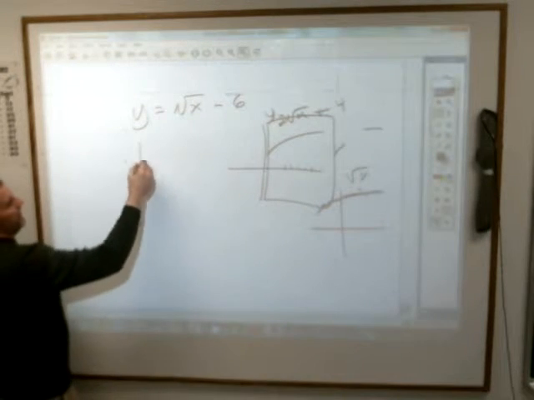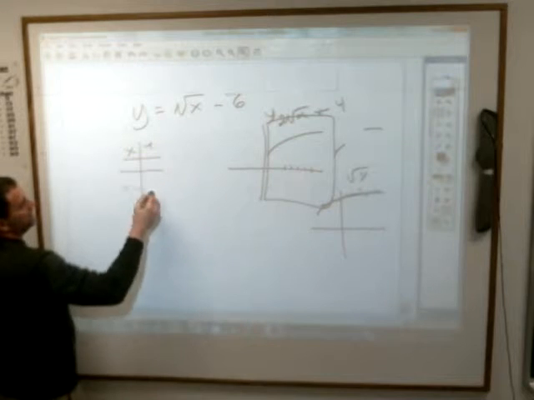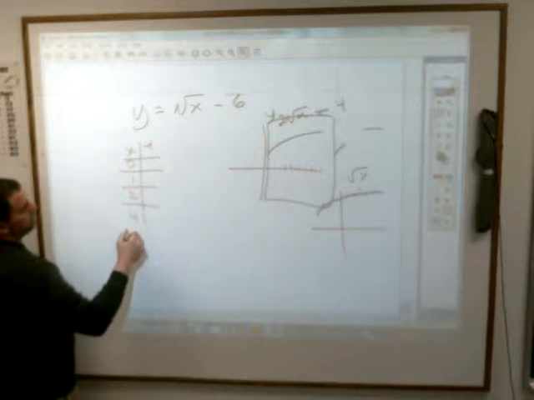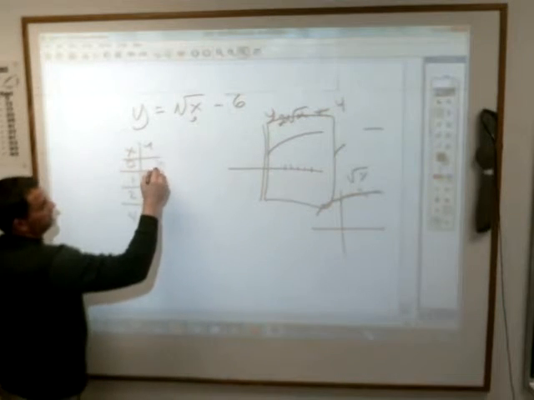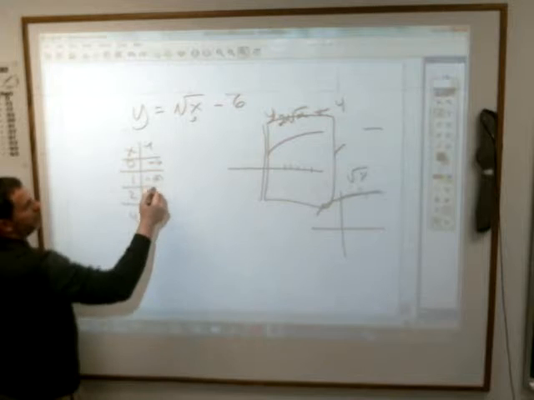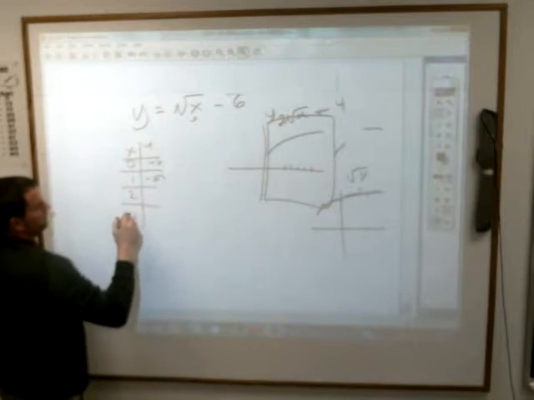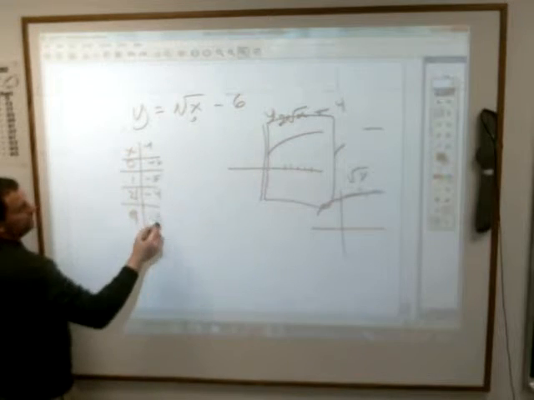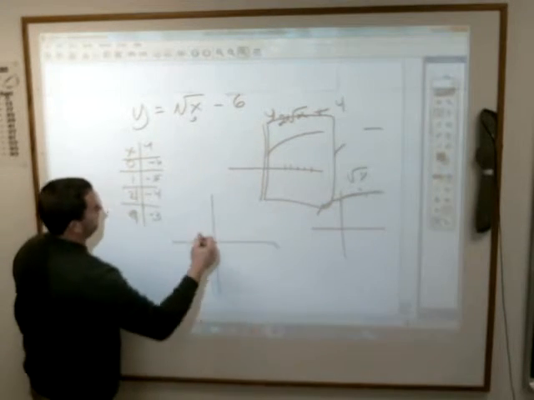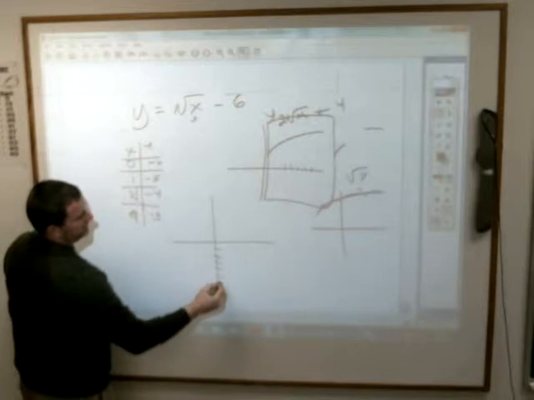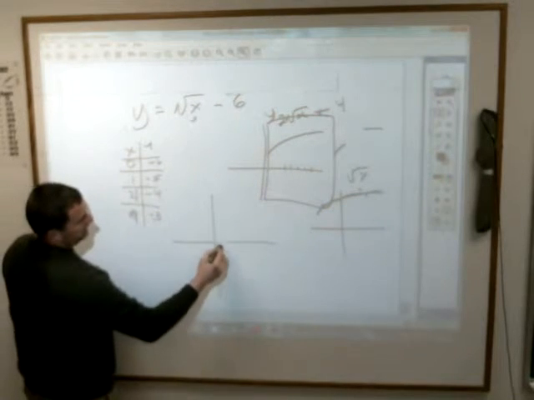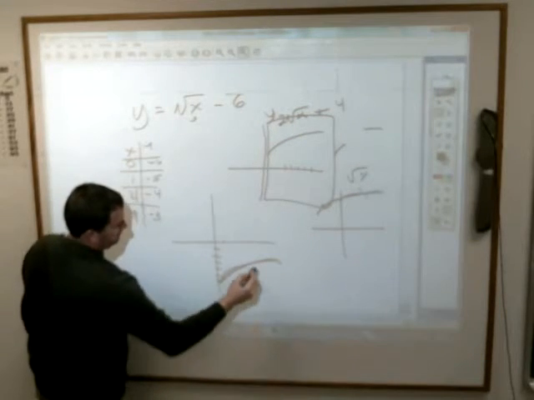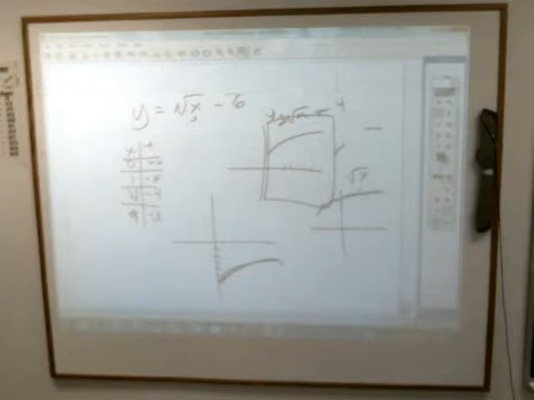If you were graphing that, and you did the same thing we just did and put in 0, 1, 4, and 9: if you put 0 in here, you get negative 6 for y. If you put 1 in there, you get negative 5. If you do 4, you're going to get negative 4. If you do 9, you're going to get negative 3 if you take those square roots. So when you graph this, 0, negative 6 is going to be down here. 1, negative 5 is going to be right here, and it's going to end up looking like this. But could the square root of 4 also be negative 2?